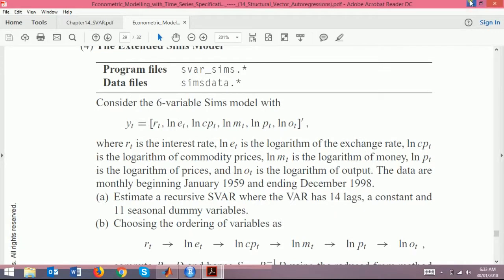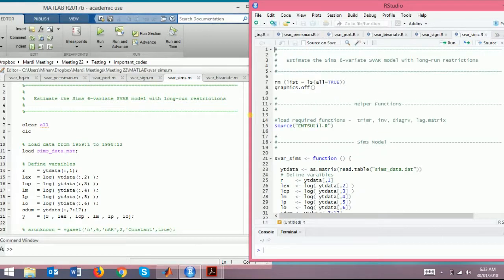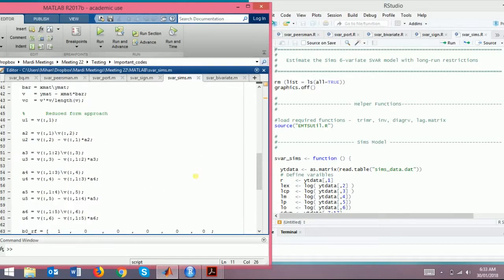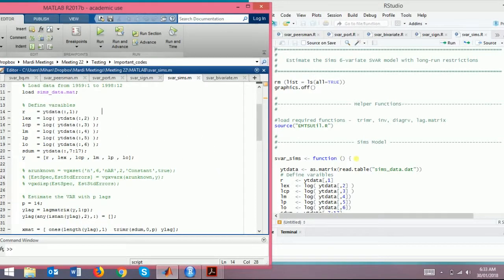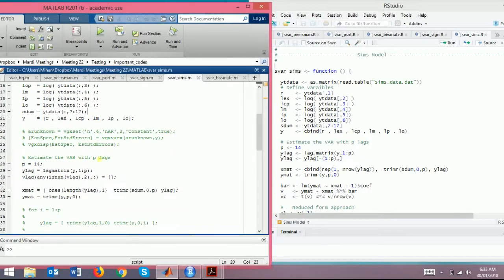This should be fun. Okay, let's see SVAR Sims. And what we just did, SVAR Sims. No function. So first you bring in the data, make the matrix, then var with 14 lags. Well, this is another different approach. We could have simply estimated our var with whatever we learned before. Here we are doing v equals 14 lag matrix.